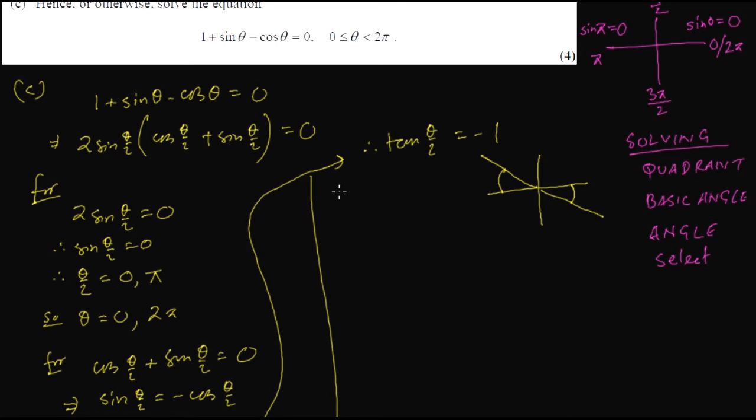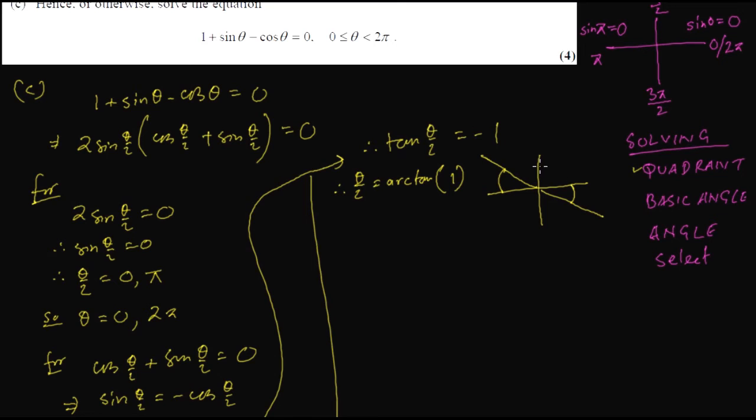So now we have to find the basic angle. So in quadrant, we don't care about the value 1, we just care about the positive or negative sign. So we select the quadrant. So step 1 is this one. For basic angle, so therefore the angle is theta by 2. This is arc tan, or you can write tan inverse, up to you. So arc tan 1. So here for basic angle, you don't need this negative sign, you just need the value.